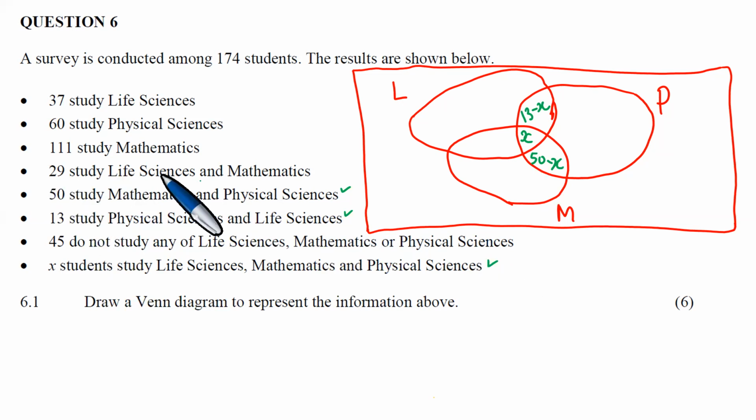29 study life sciences and math. Life sciences and math, there must be 29. So it means you already have X here. These ones are 29 minus X, because when you add the 29 minus X and X, they give you 29.